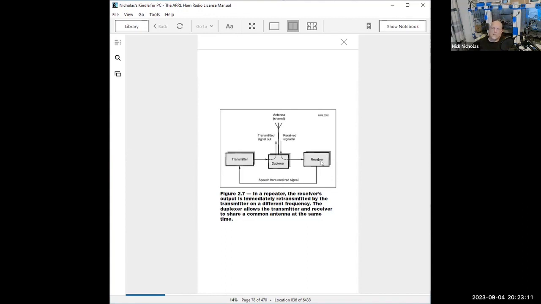Repeaters also have automatic controls on them, identifiers, and many other options. And believe it or not, when we first started, we didn't have any of that. We first started with repeaters.